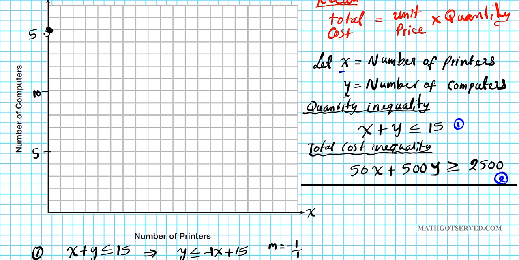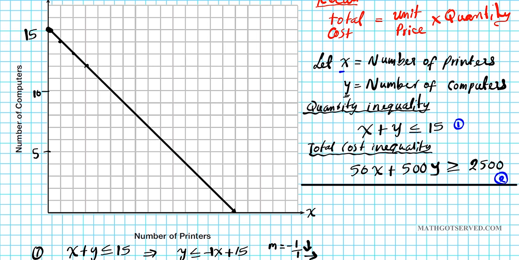Our slope is -1/1. How do we graph that? Negative rise means you fall, and you run 1. You fall 1 and run 1. So from the y-intercept, you fall 1, run 1, fall 1, run 1. That pattern continues forever. We have a solid line, and we're going to be shading down. So let's go ahead and draw a solid line through those points, like that.